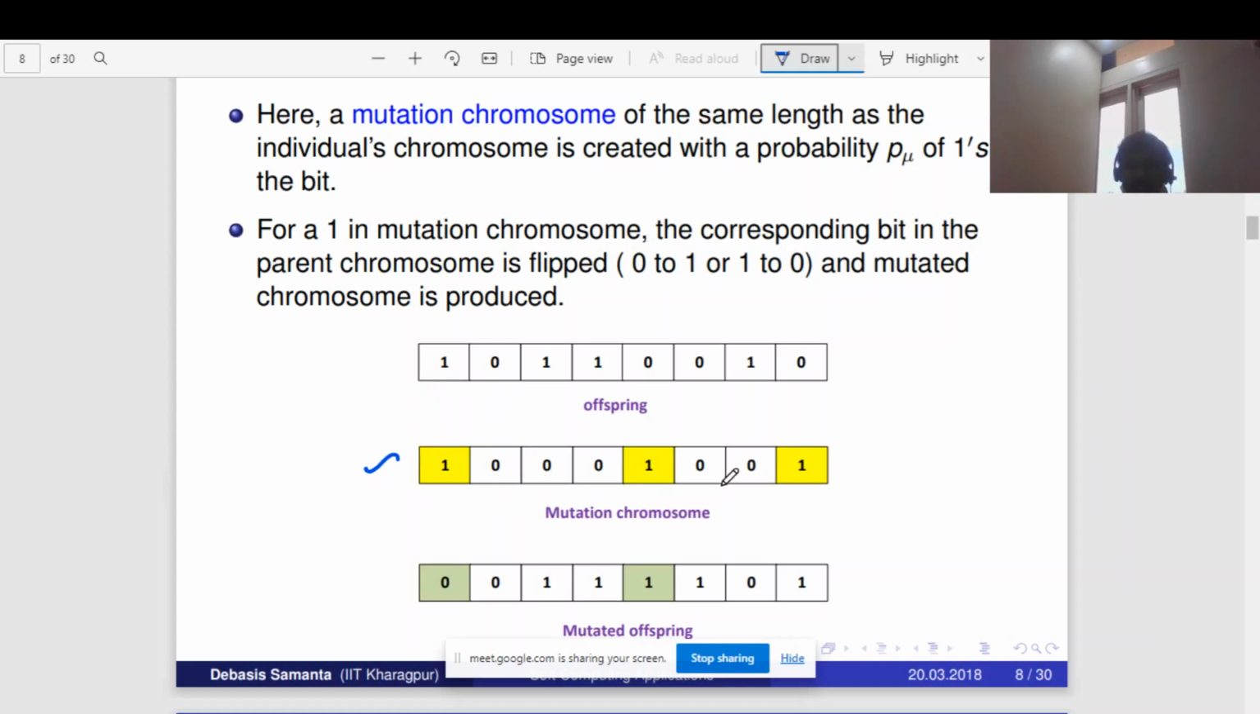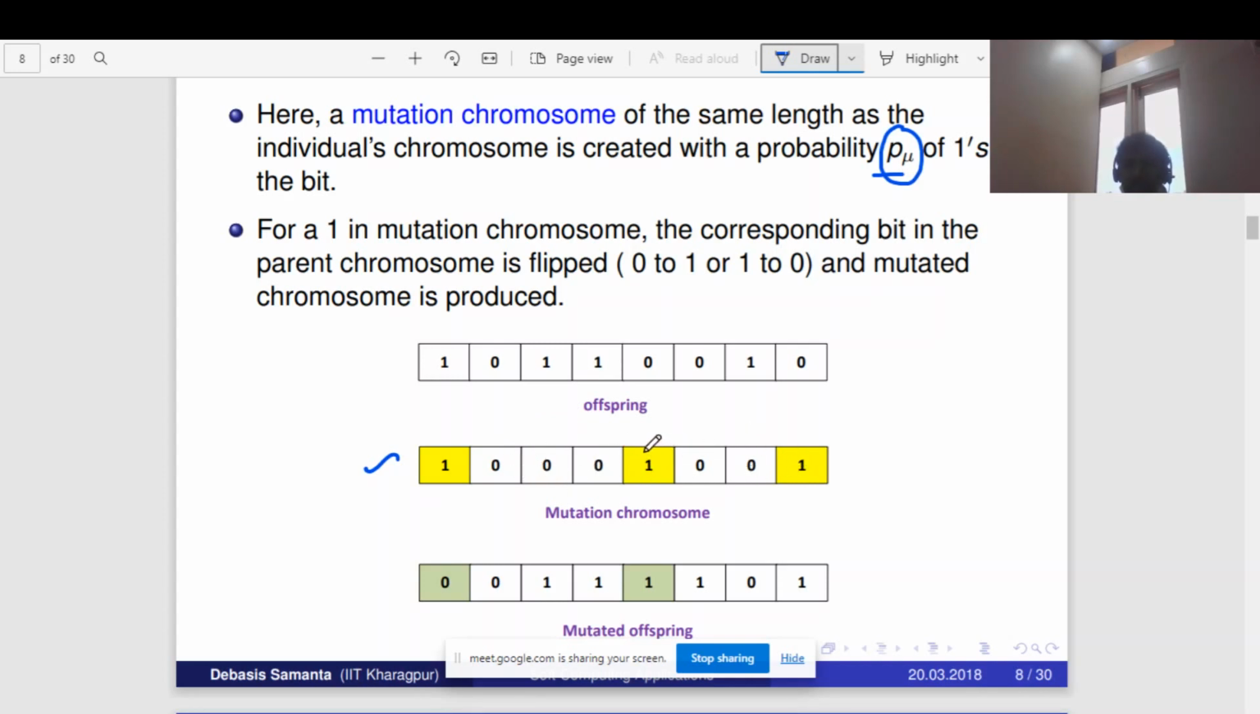This mutation chromosome has some combination of zeros and ones, but always in the flipping technique, the number of ones in the mutation chromosome will be less. The probability of occurrence of one in this mutation chromosome is called pu, and our objective is to have as few ones as possible. It will not be of high probability. Compared to the length of the chromosome, the number of ones will be less.